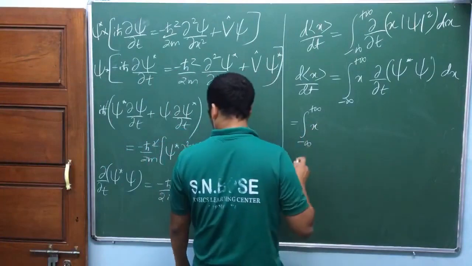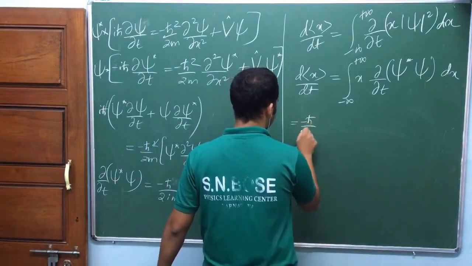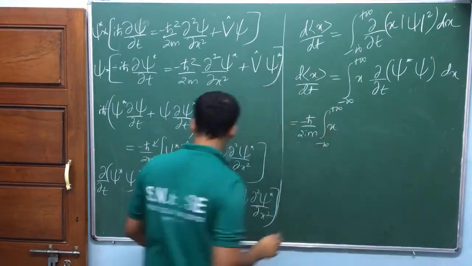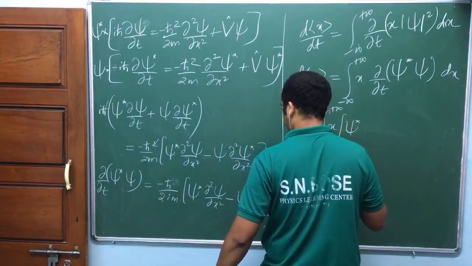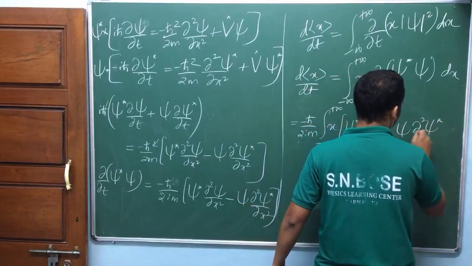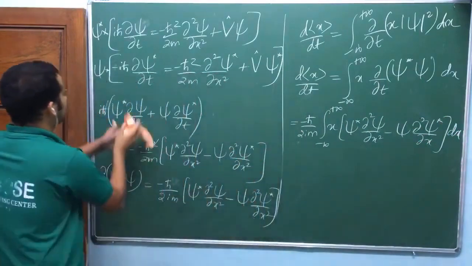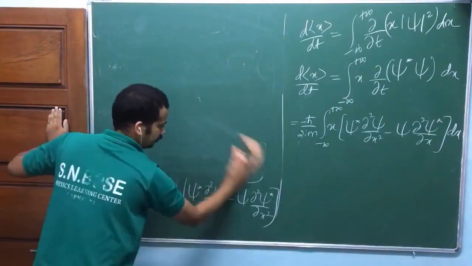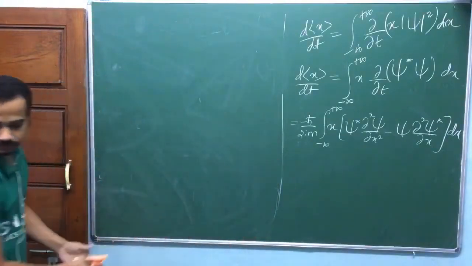x into, look at here, x into, can I take that ħ, minus ħ by 2im, I'll take it outside, okay? So integral minus infinity to plus infinity x into, okay, ψ* ∂²ψ/∂x² minus ψ ∂²ψ*/∂x², okay, dx. Now I'll do integration by parts. I'll take it here because it takes more space here, okay? I have used the Schrodinger equation, remember, it's all property of the Schrodinger equation. It is giving us these kinds of ideas, okay?